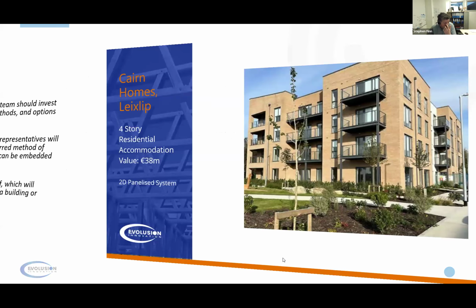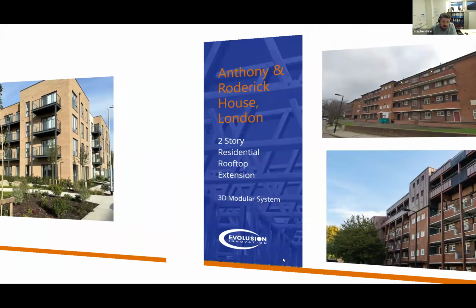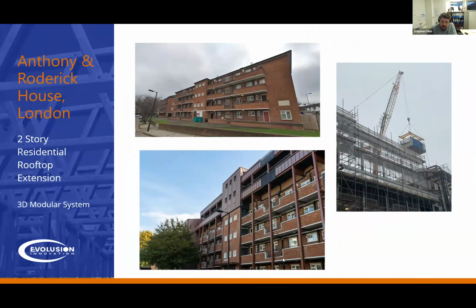Now, when these projects go well and are coordinated well, we have a couple of examples. This is a 4-story 2D panelized structure in Leixlip we've done for Cairn Homes. Here is a 3D modular structure, fully finished, fully kitted out. It was basically a plug and play modular system for additional apartments, a rooftop extension in London.